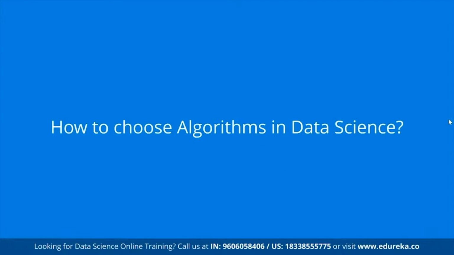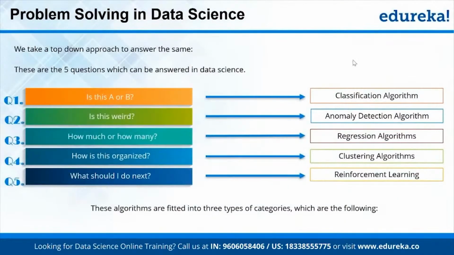So let's see, how do we choose an algorithm? Guys, in model planning, you need to apply the correct algorithm to find the relation. Your objective is to find out the relation. So here, in machine learning, we have classification algorithm, anomaly detection, regression, clustering, and reinforcement.